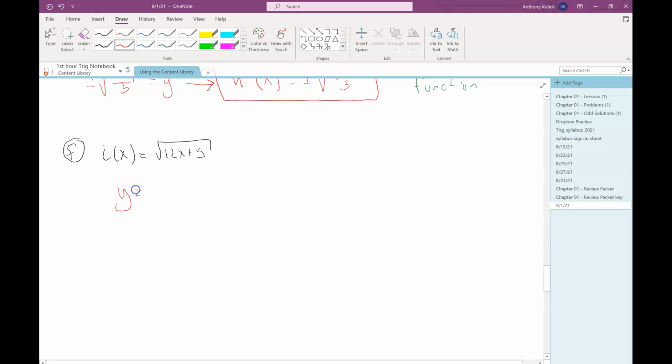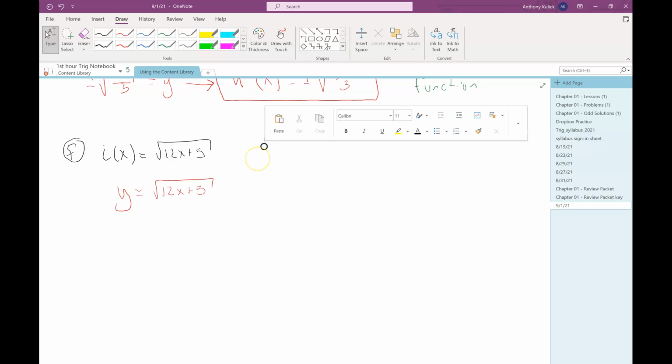Again, we'll start by replacing the function notation with the y equals. And we want to get the x by itself. What's the first thing we have to do? We got to get rid of that radical, right? How do I get rid of that square root? What's going to cancel that out, Landon? Good, yeah, we'll square both sides. Everybody agree? Okay.